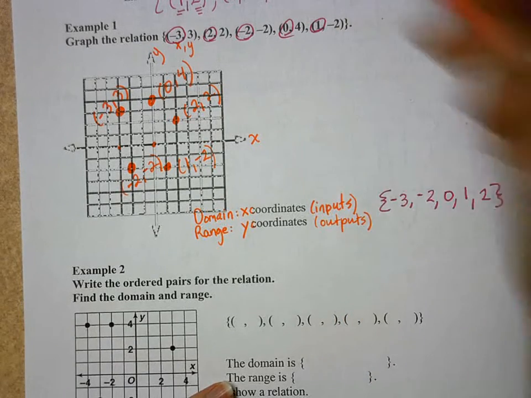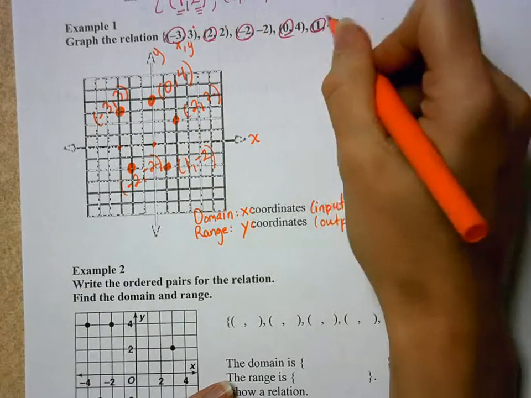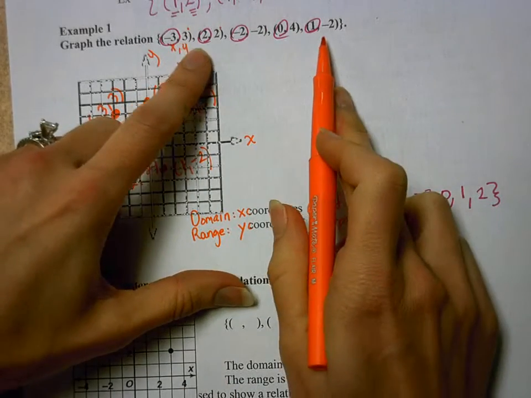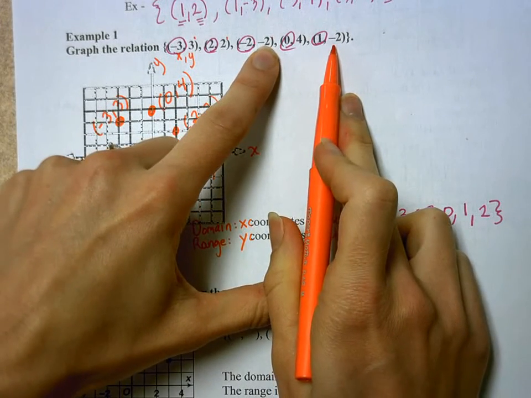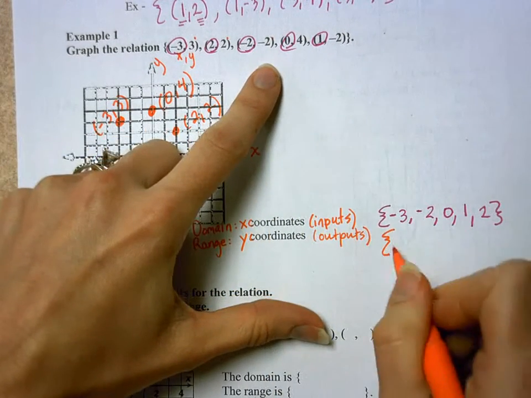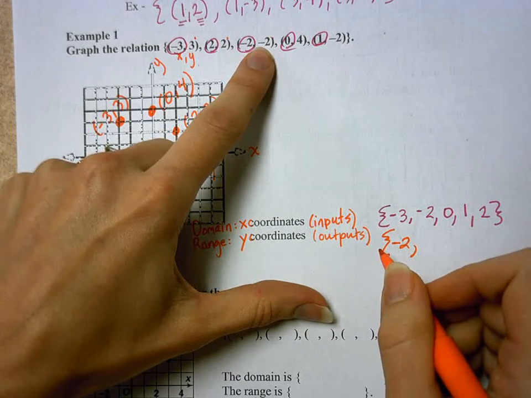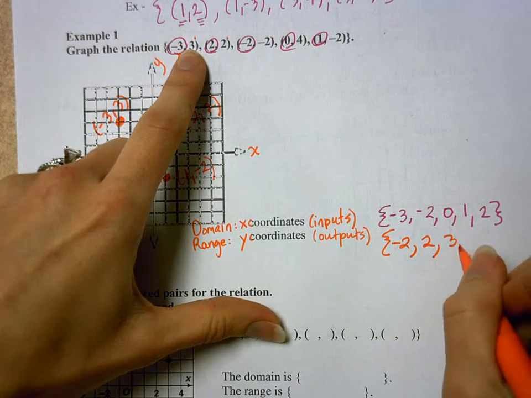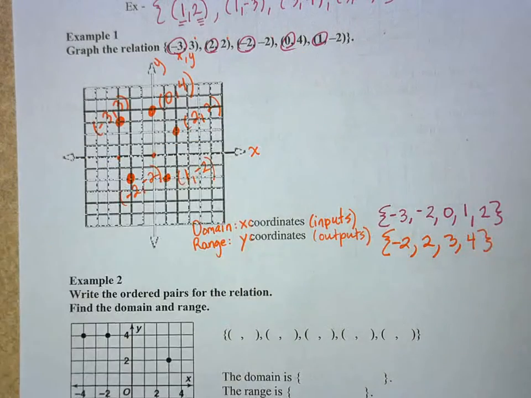In the same way, I'm going to list my output values. I have 3, 2, negative 2, 4, and negative 2. Notice I have 2 negative 2 values right here in the y's. I only list that once. So my smallest y value is negative 2. My next highest y value would be positive 2. My next highest would be positive 3, and my highest y value is that positive 4. And so there would be my range.